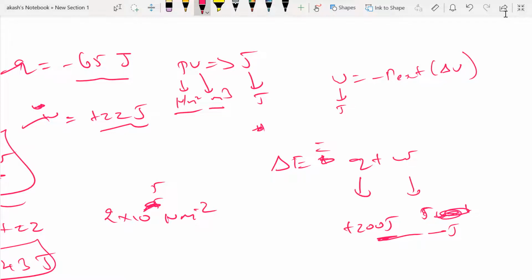Now if you want to get the work done in terms of joules, you have to have SI units, as I mentioned. So you need Newton per meter squared for external pressure, and the volume should be in terms of meter cube.